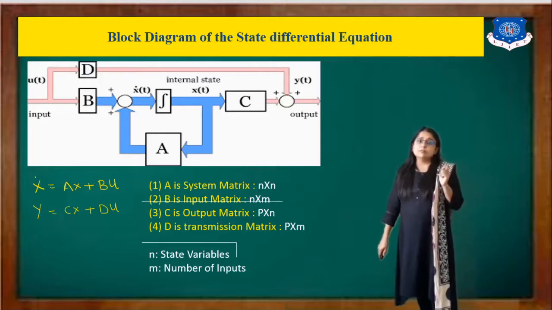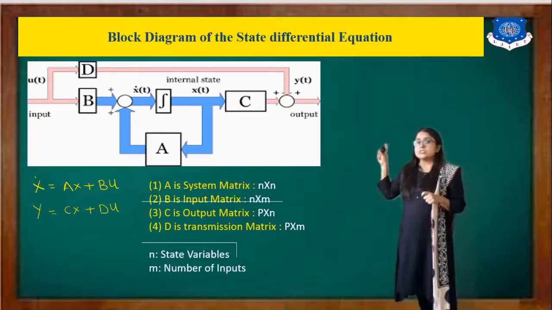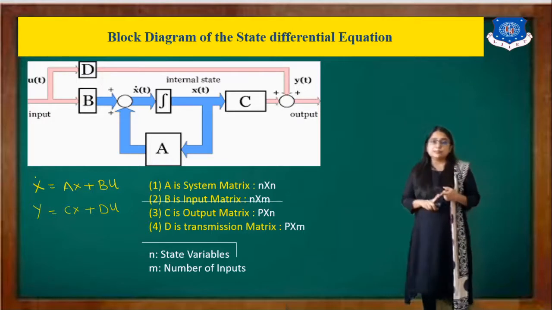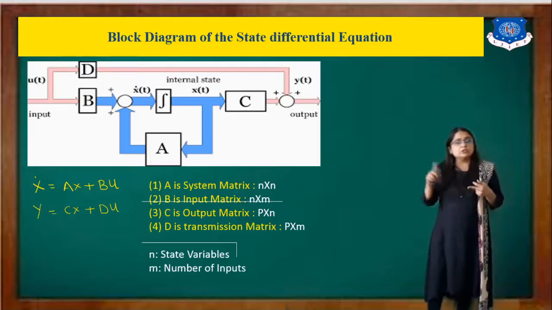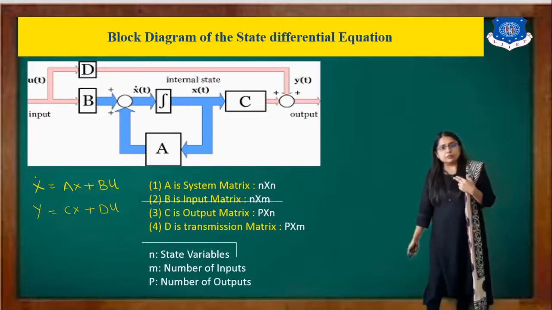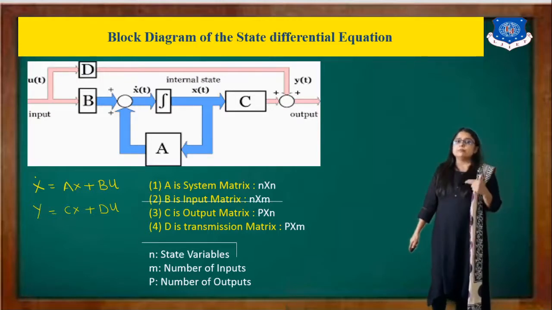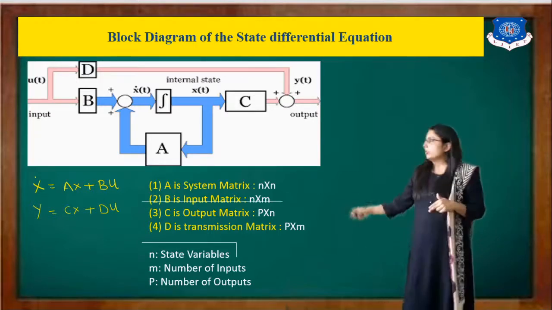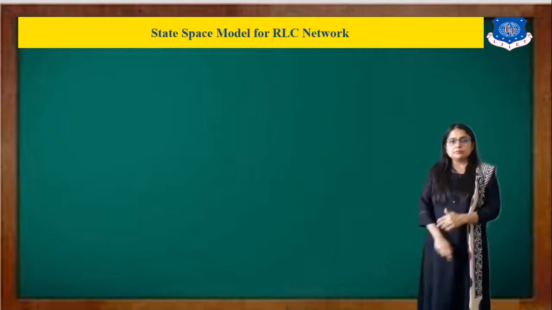M is known as the number of inputs, because this system is applicable for multiple input, multiple output. So M represents the number of inputs, P represents the number of outputs. Okay, this you have to remember.